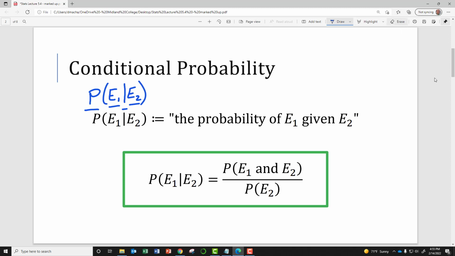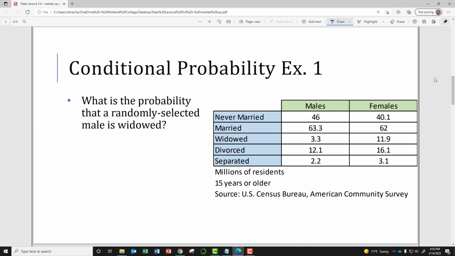Okay? And the way that you would calculate this conditional probability is that it's equal to the probability that both event 1 and event 2 happen, divided by the probability that just event 2 happens. Okay. So know that formula. And I'm going to show you a couple examples of conditional probability, because I know sometimes when you just see the formula in the abstract, it doesn't really click as well.